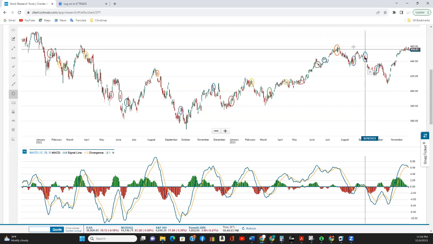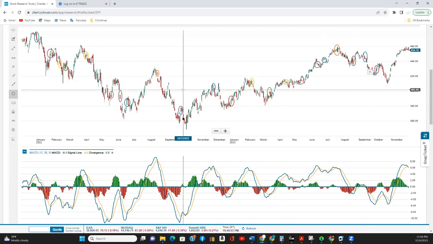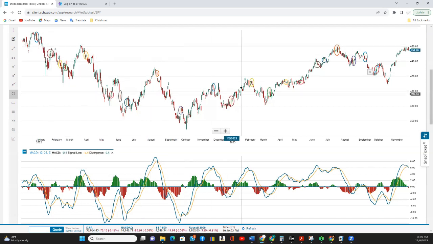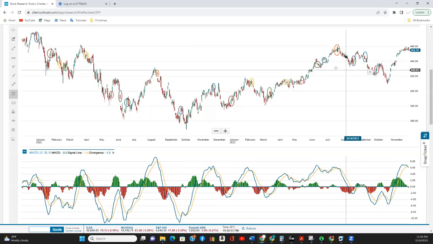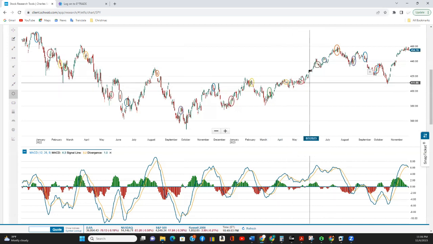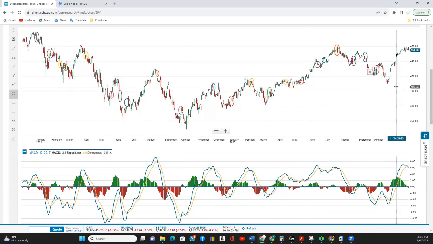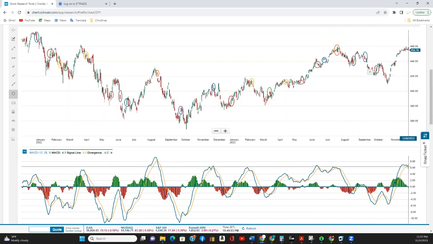So we have 1, 2, 3, 4, 5, 6, 7, 8, 9, 10, 11 different instances here. As you can see, only once did this not play out properly, this group here, and one other time it only traded sideways. In all the other instances, after we had a bearish cross, the share price of the S&P fell. So why am I going over this? Well, as I said, it's because we just had a bearish cross a couple days ago in the S&P 500.